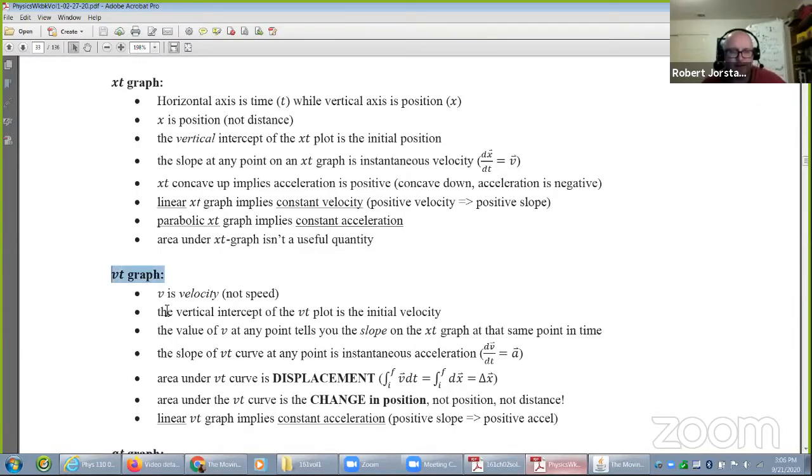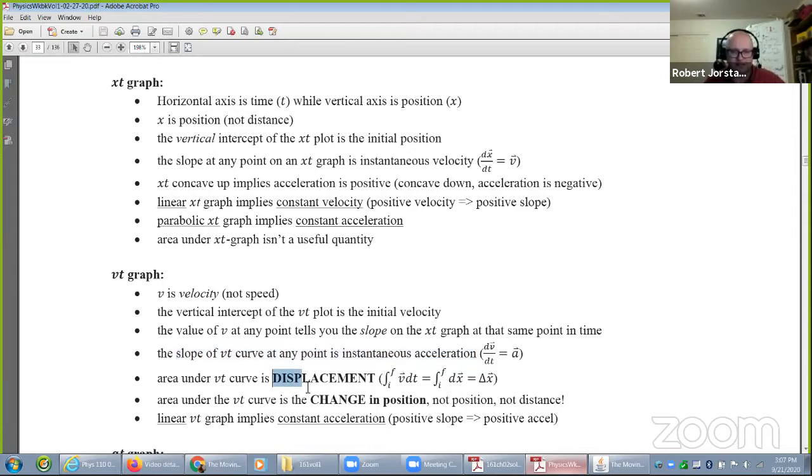All right, VT graph. V is velocity, not speed. We already talked about this a little bit. The value of V equals the slope of the XT. The slope of the VT gives you the A. We mentioned that. And here's the last kind of new piece. Well, let's mention this before we get into the new piece. A linear VT graph gives you constant acceleration. So remember, if you have a constant slope of VT, since the slope of VT is acceleration, a constant slope would mean constant acceleration.